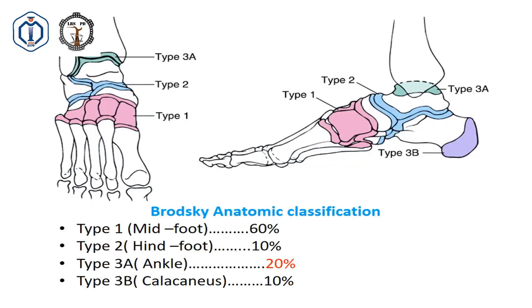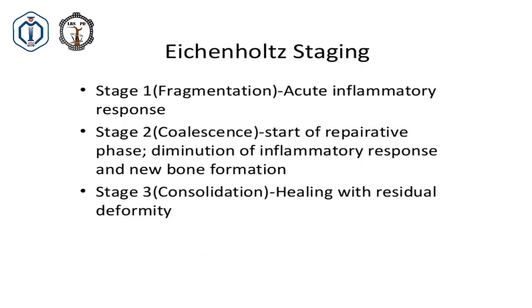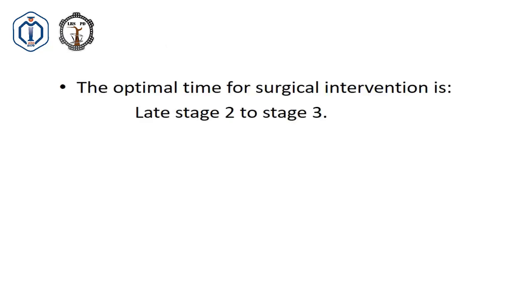The classification according to Brodsky considers ankle neuroarthropathy in 20% and the midfoot in 60%. Regarding Eichenholtz staging, it's classified as stage 1, fragmentation, stage 2, coalescence, and stage 3, consolidation. The optimal time for surgical intervention is late stage 2 or stage 3.